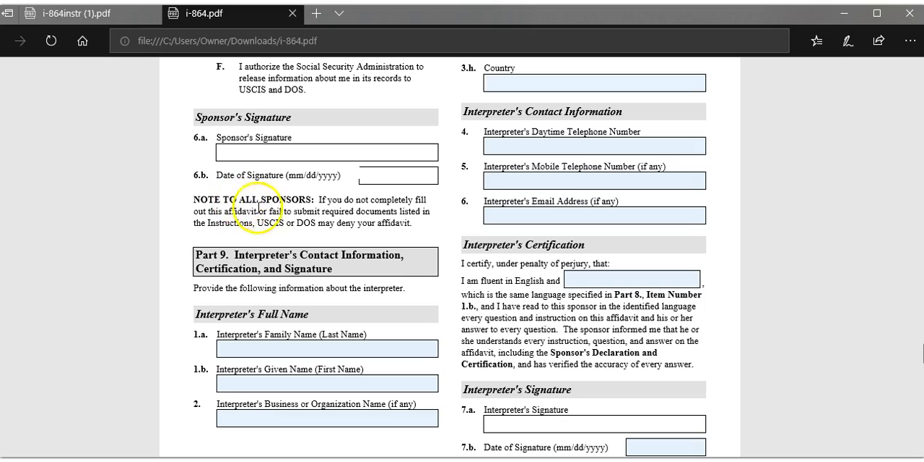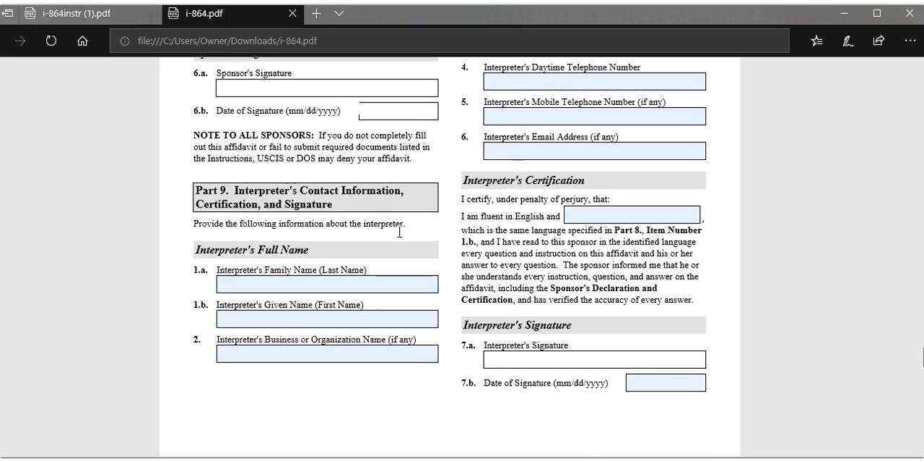Okay. Note to all sponsors: if you do not completely fill out this affidavit or fail to submit required documents listed in the instructions, USCIS or DOS may deny your affidavit. So make sure when you send this affidavit of support, it's gonna be with all the documents that you have to submit with this form. Okay, otherwise they're gonna deny this affidavit.